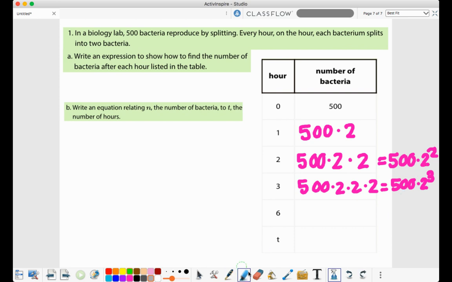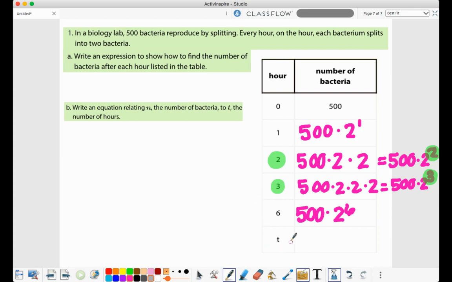Notice that those numbers that we're using, so to the second power, was our input for the hour. That 3 was our input for the hour here. Think about how can we write something to the 6th hour? How would we write that? For that, we're going to put 500 times 2 to the 6th power. Now consider, and here we could even put to the first power. Remember that 1 is assumed.